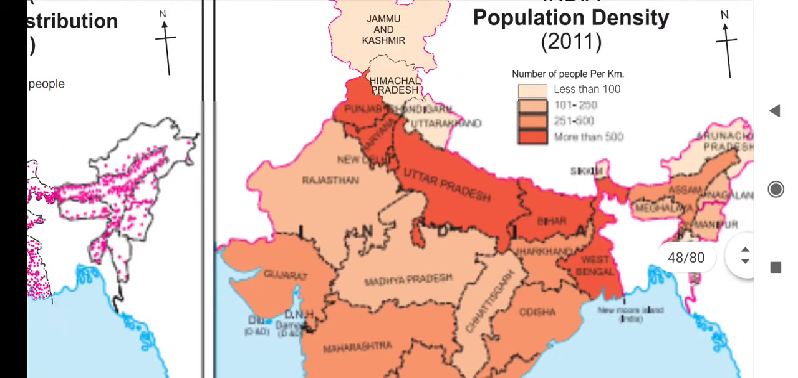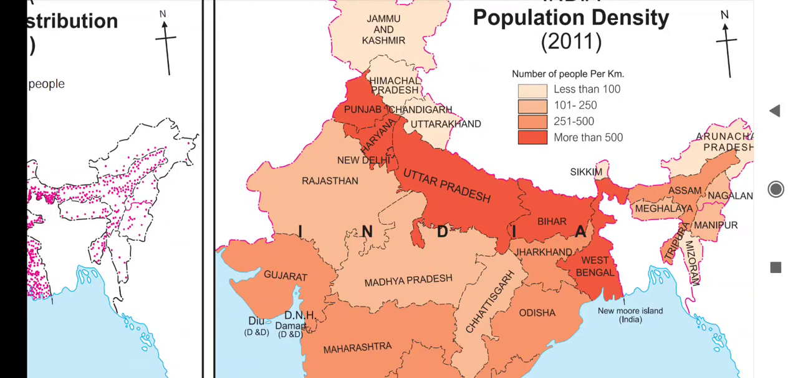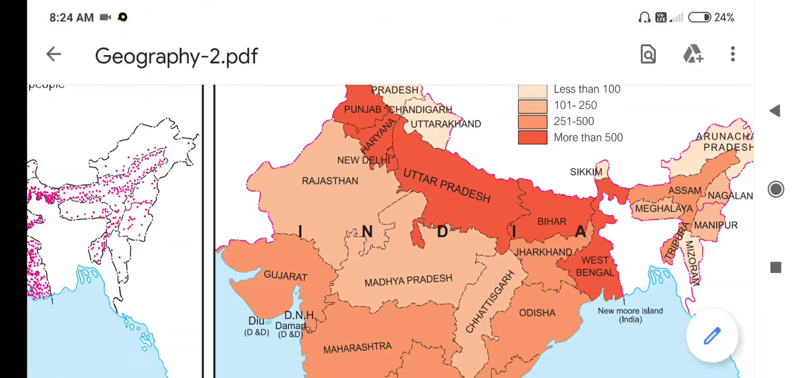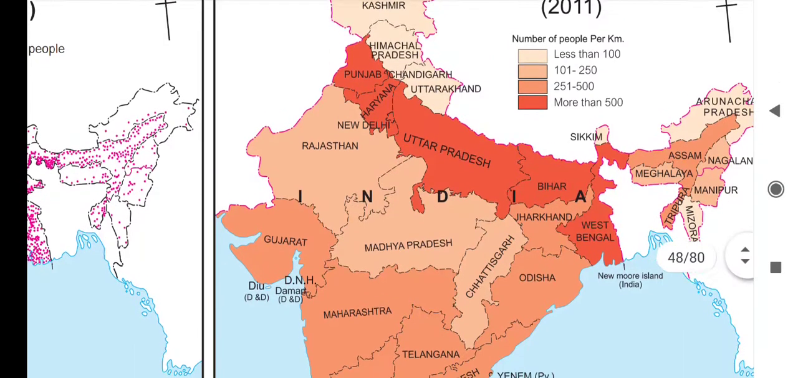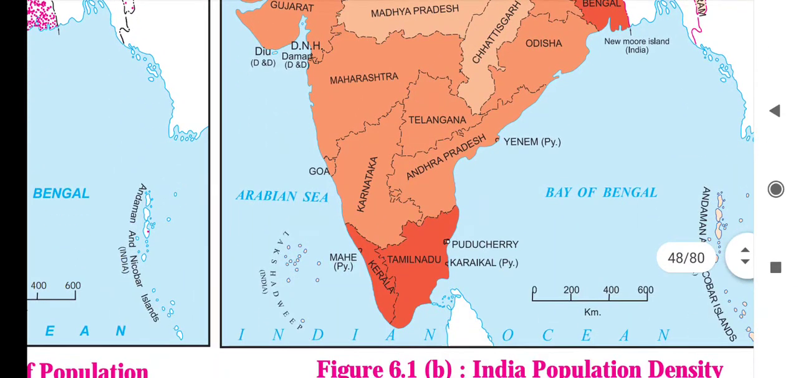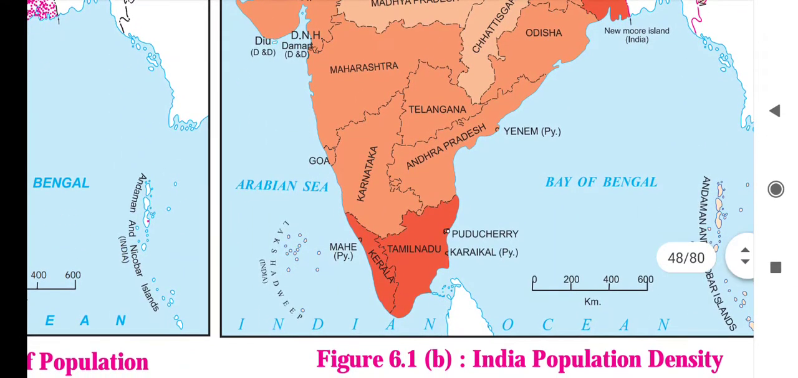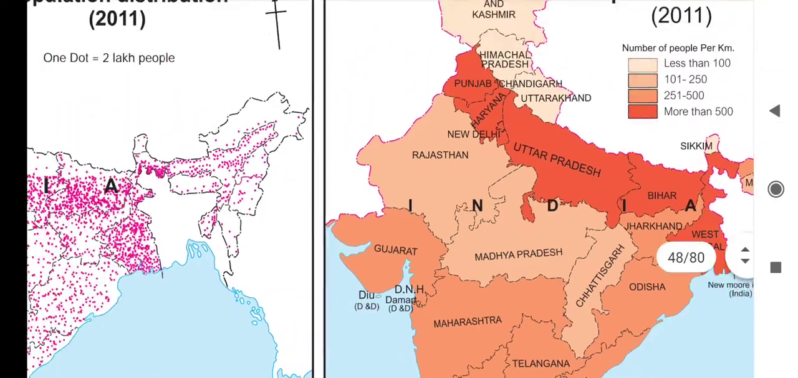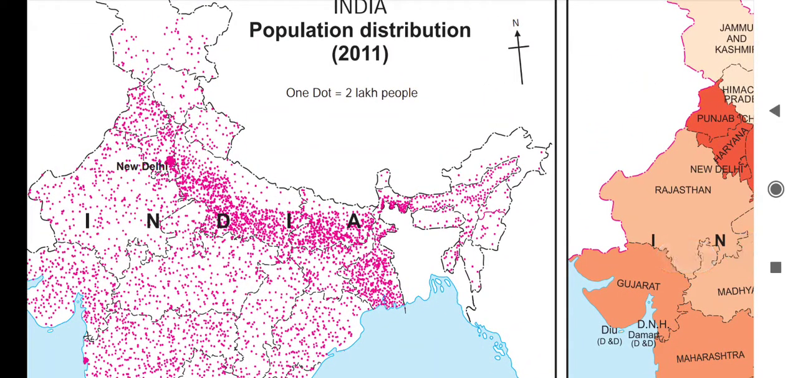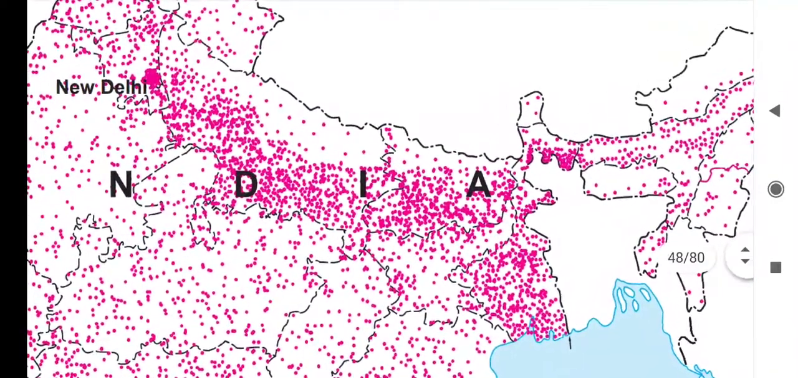Here the dark red color is showing more than 500, and they are using color shades: 251 to 500, 101 to 250, less than 100. So with the color shade they have shown the areas. Here it is said Punjab, Haryana, Uttar Pradesh, Bihar, West Bengal, Tamil Nadu, Kerala. These are the places where the population is very dense. You can see here also, this is the belt where the population is very dense.